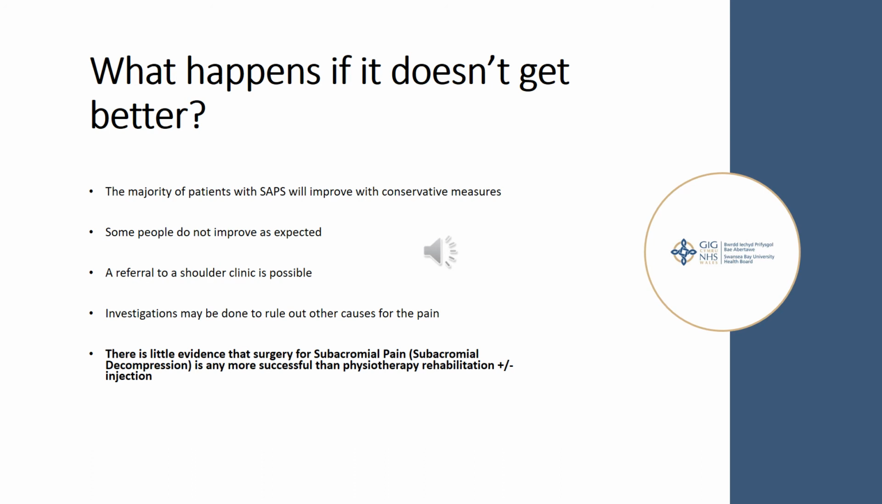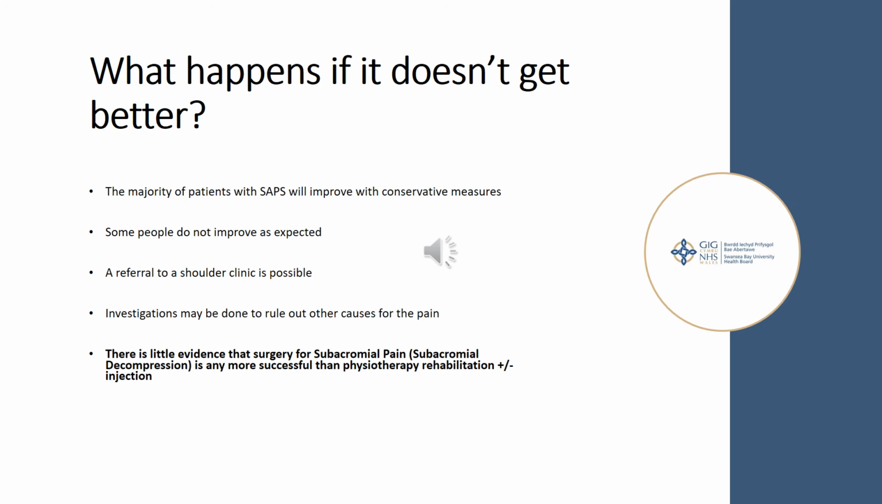What happens if it doesn't get better? It is worth noting that if done correctly over a long enough period of time, conservative measures have proven to be effective in reducing symptoms of subacromial pain. If an exercise program has been followed for at least 3 months with no improvement in pain, then a referral to a shoulder clinic is possible.